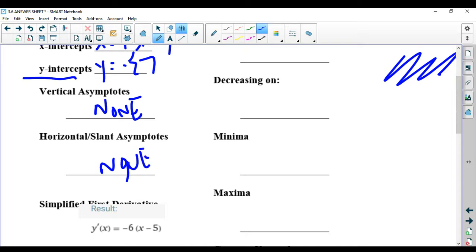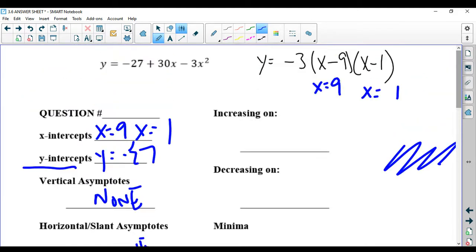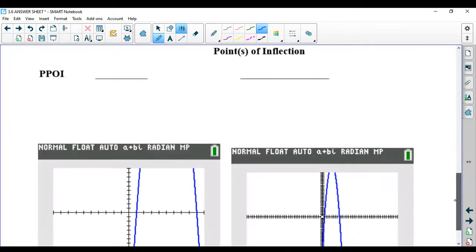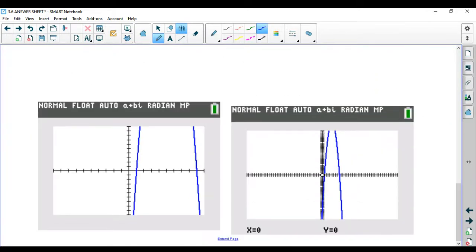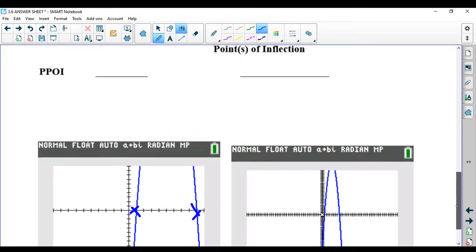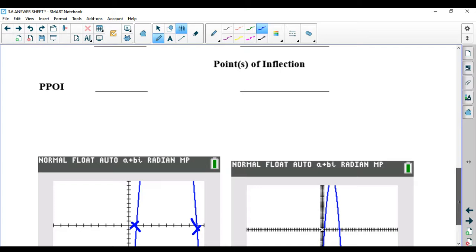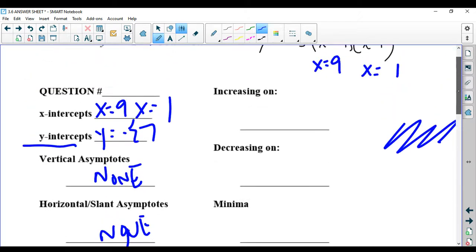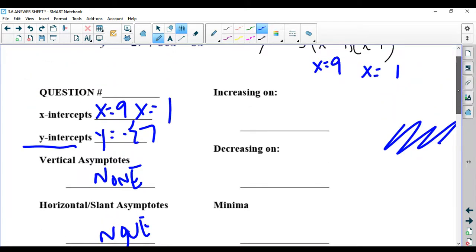Now, if you have a graphing calculator, it's good to graph this just to make sure you're doing everything right. If you don't have a graphing calculator, go to Desmos. You can see here's my graph of the original function. Obvious that the x-intercepts are 1 and 9, and the y-intercept is way down here somewhere. I zoomed out, and that is negative 27. There's ways to find that. Just put x equals 0 as a value. You'll see negative 27. So far, we're in good shape.